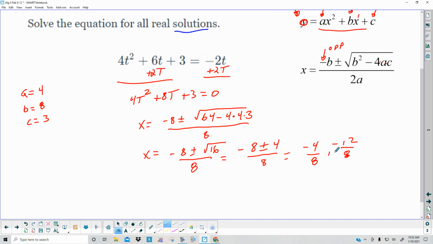Now you have to simplify these. So negative a half, and if 4 goes into both of them, negative 3 halves. Those are your two answers. The x is still there.